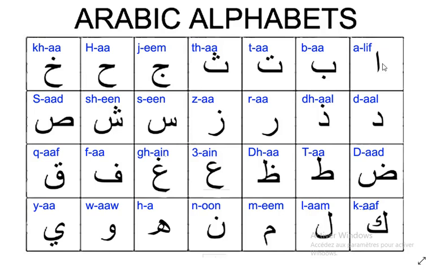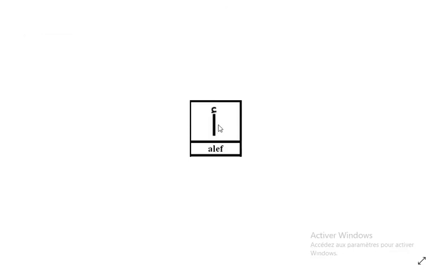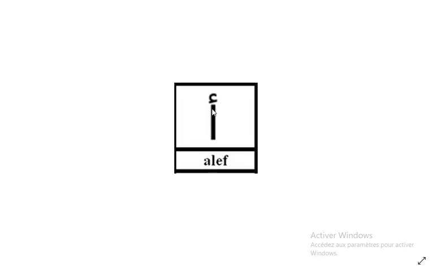As you guys can see, it's just one vertical line, and that's it. And sometimes you're going to see a little symbol here. Let me show you. You can either write it like this or discard the symbol. So it's just a long vertical stick. That's how you write it. Let me repeat it. This is the name of the letter Alif, and the sound is A.